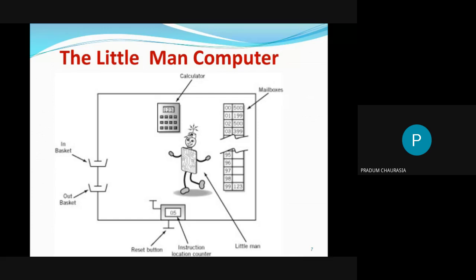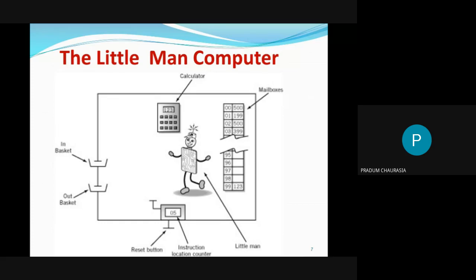Now let's see a bit more detail about the mailboxes. How many locations are there in the mailbox? There are only 100 locations. You can see they start from 00, 01, 02 to 99. So there are 100 locations, and you can see the capacity of the number stored in the little man's mailbox. 100 locations, and each location can store 3 digits, like 500 or 199, and they are decimal, digits 0 to 9. So we can store 3 digits in a mailbox, and there are 100 such boxes. Now the calculator. The calculator's capacity is also 3 digits, and whatever the little man types is displayed like any other calculator.